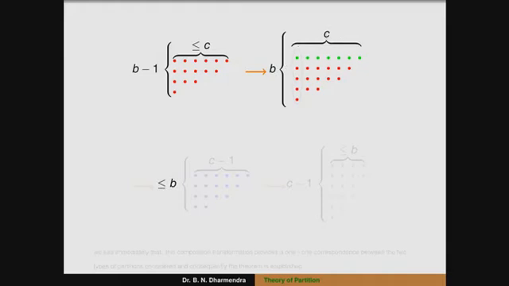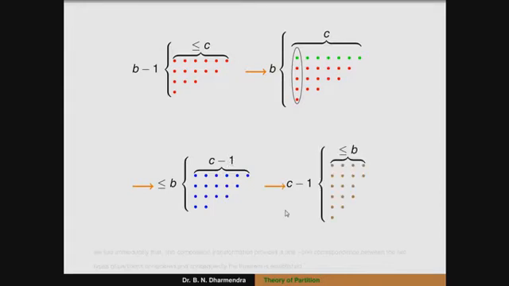Okay, what is next? We have to delete the first column. When I delete the first column, the number of rows is less than or equal to B. Also we have to observe here the top row of C nodes, which becomes C minus 1. So the next step, when I delete the first column, can be written as less than or equal to B rows, and the number of columns is C minus 1. Then we can take the conjugate, that is C minus 1 rows, and the number of columns is less than or equal to B.